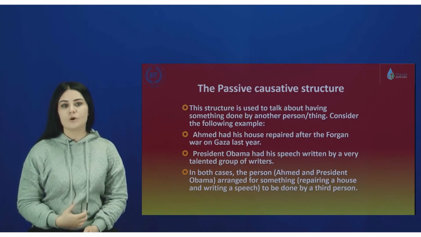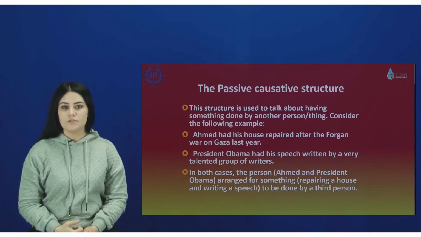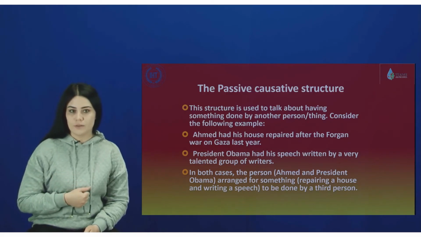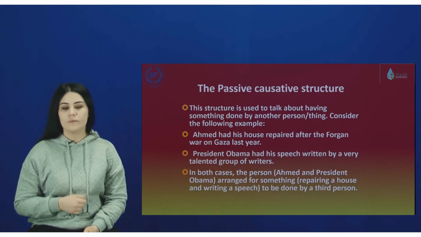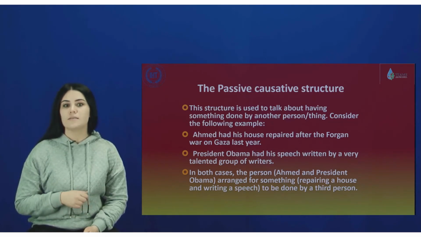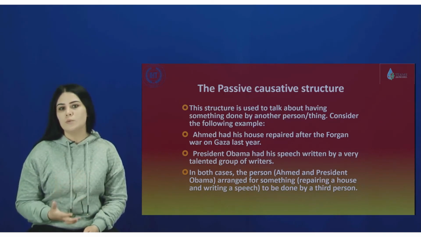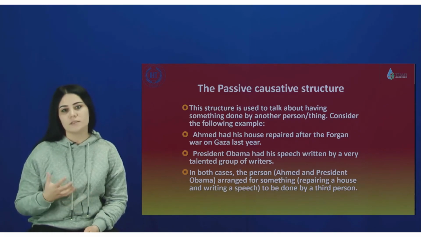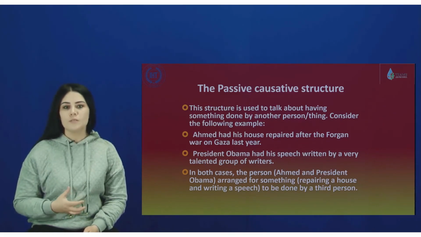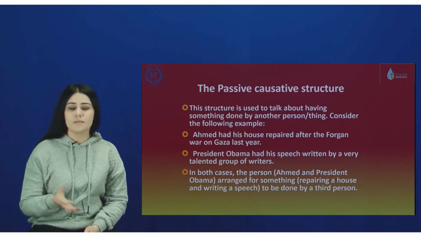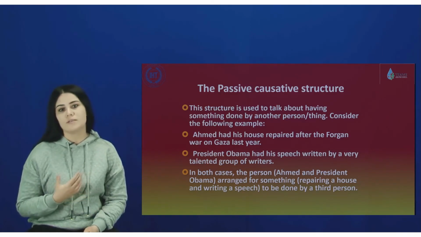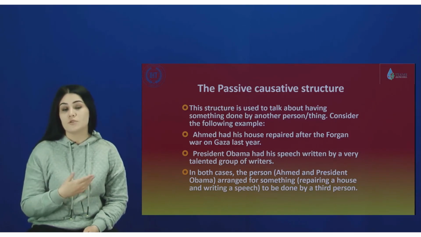The passive causative structure. This structure is used to talk about having something done by another person or thing. Consider the following examples. Ahmed had his house repaired after the war in Gaza last year. President Obama had his speech written by a very talented group of writers. In both cases, the person, Ahmed and President Obama, arranged for something, repairing a house and writing a speech, to be done by a third person.